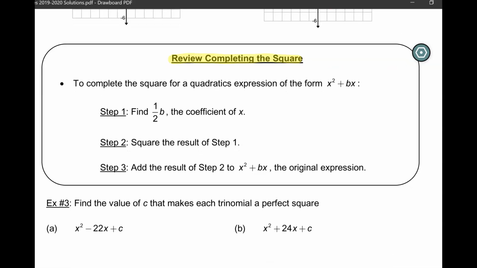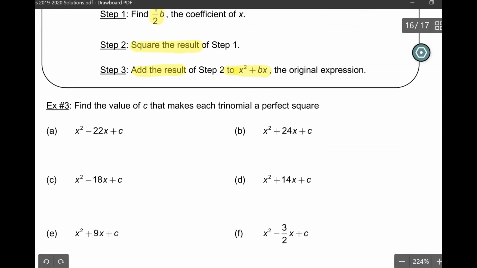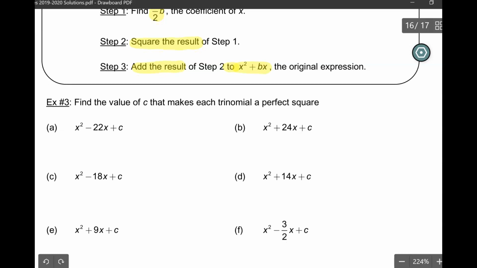So to complete the square, first thing we're going to do, we're looking at the terms with just x. We're going to take half of b, which is the coefficient of x, and then we're going to square the result, and then we're going to add the result to x squared plus bx. Okay, so let's find the value of c that makes each trinomial a perfect square.